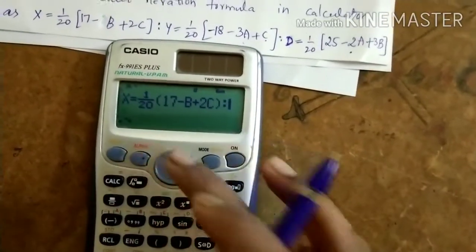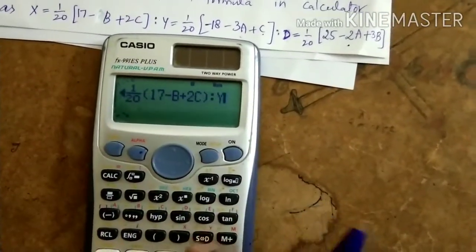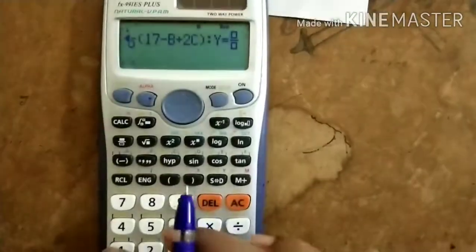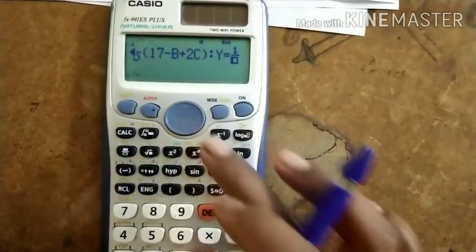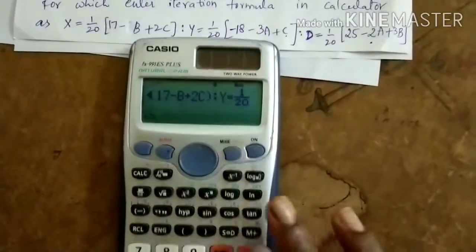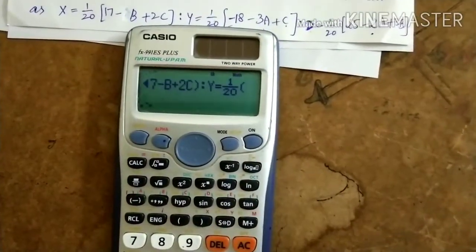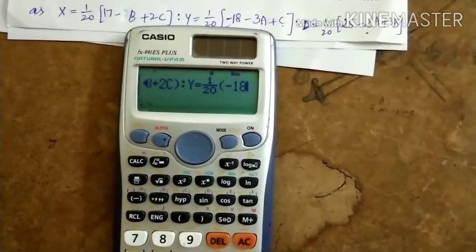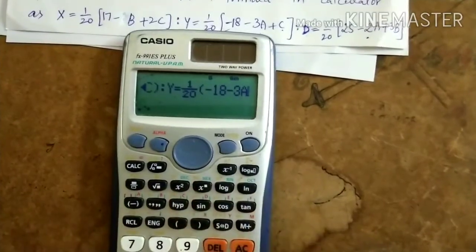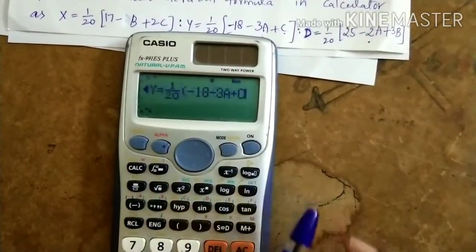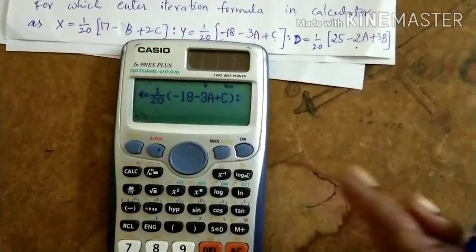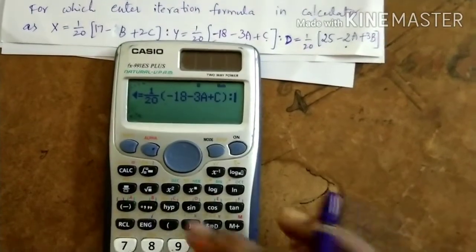Now we need to enter y, y is here equal to, fraction form, 1 by 20 into minus 18 minus 3a plus c, brackets closed, enter colon. This colon shows separating each equation.